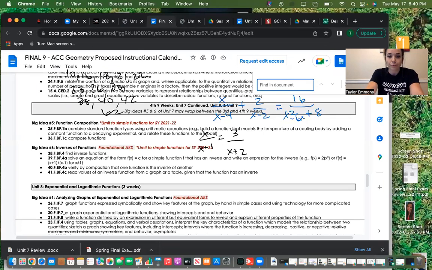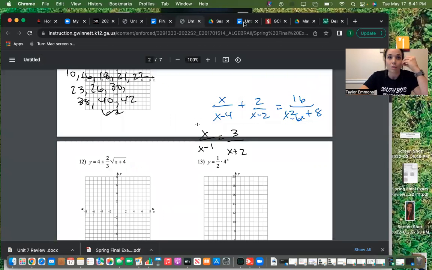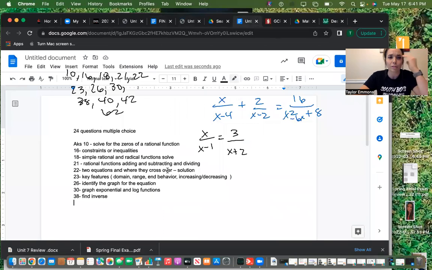40. Verify by composition. Okay, so you will have a composition one, and it's going to ask something about Y equals X. That is something you need to know. Okay. So again, if you weren't here earlier, 40, verify by composition.